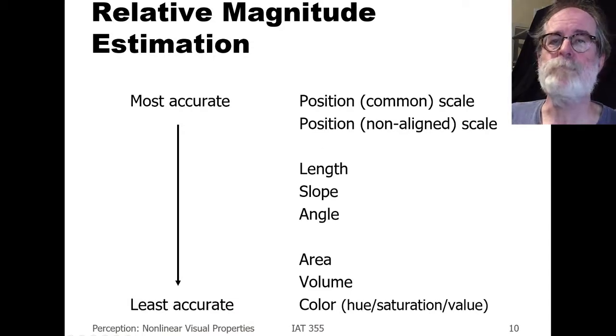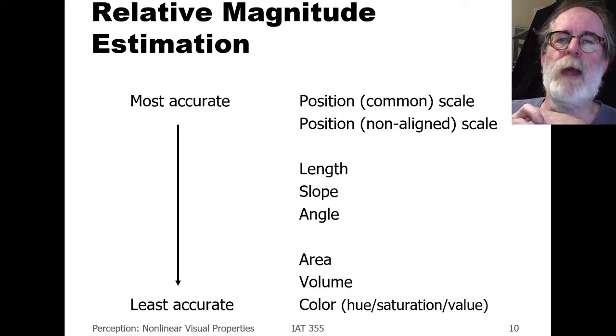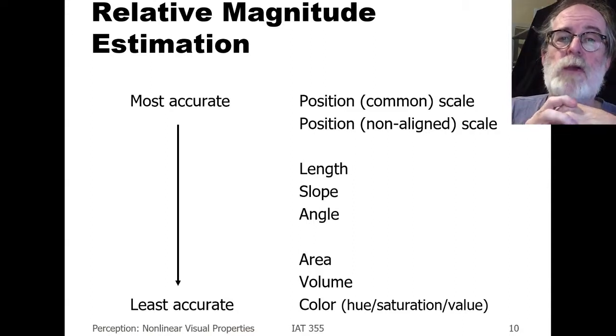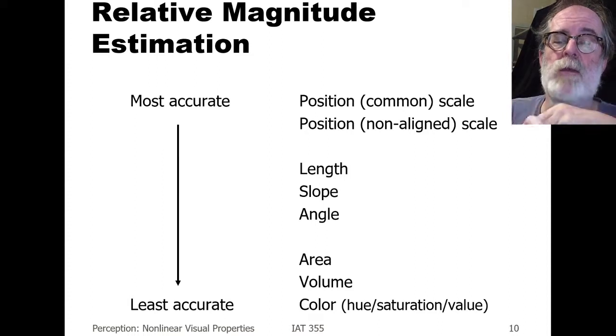Okay, so given that we've documented through experimental evidence and possibly our own experience the fact that we tend to underestimate things, or more to the point, we estimate things incorrectly when we look at them, it's probably a good idea to think about what is the most accurate and what is the least accurate way of depicting something visually.